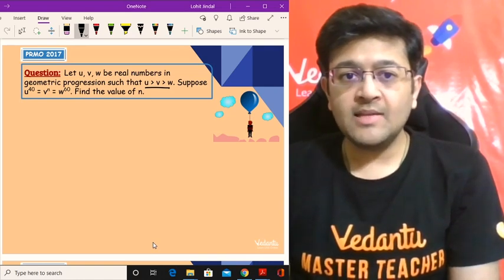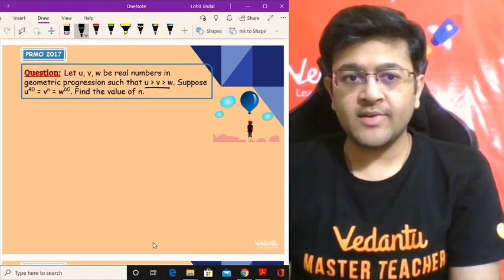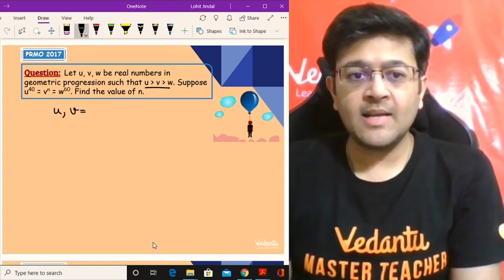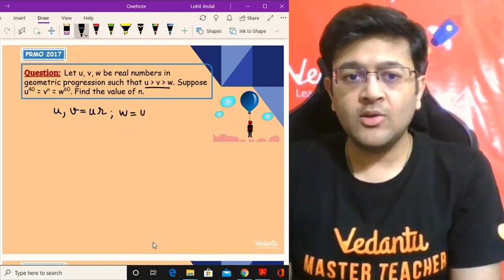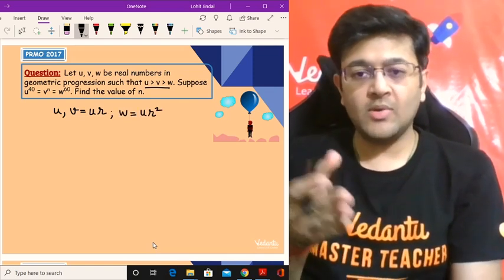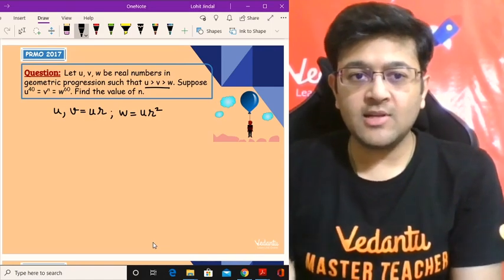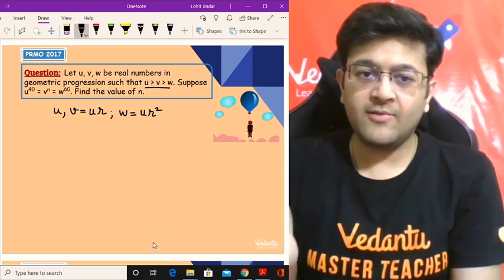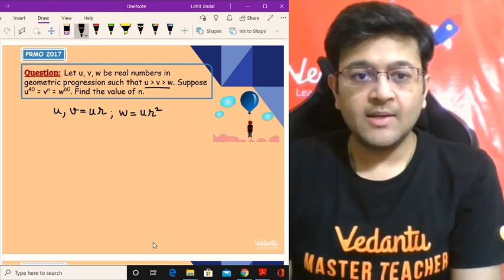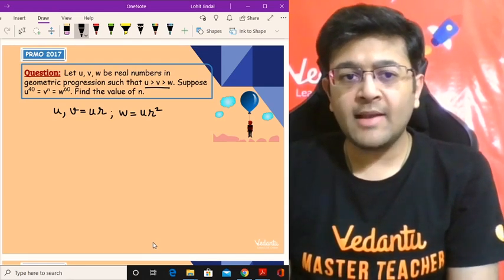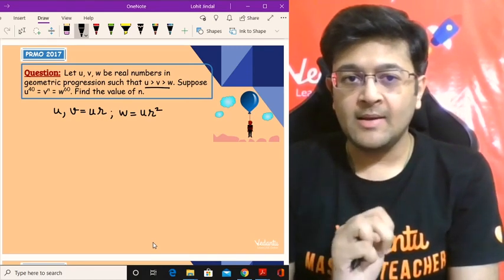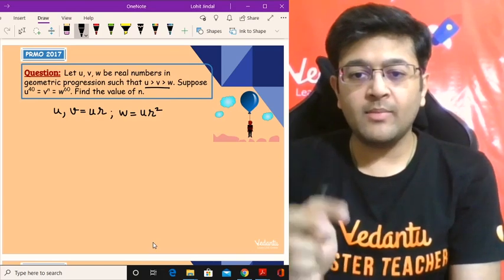Let's see. These three numbers are in geometric progression, right? So let's say first term is U. Then V can be written as U times R, common ratio, right? And W can be written as U times R square, right? Because it is the general term of a GP. First term being U, then the next term will be multiplied by a common ratio, and the next will be further multiplied by a common ratio, right? So we have got all the values in terms of U and R only. In our question only two variables are left. So with this, I have reduced my number of variables to 2 now.